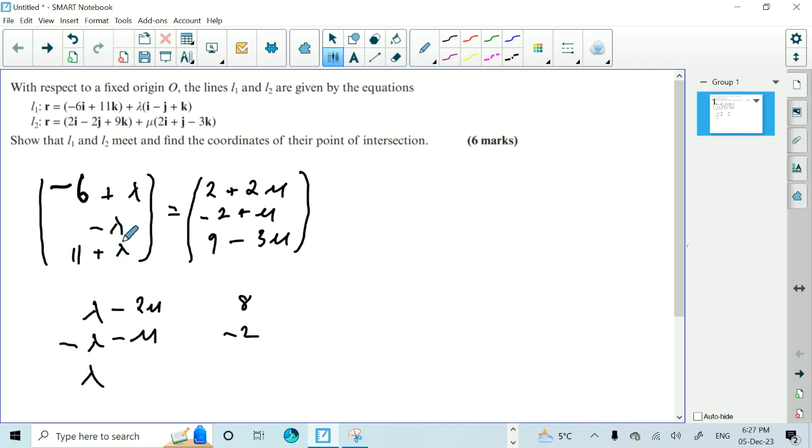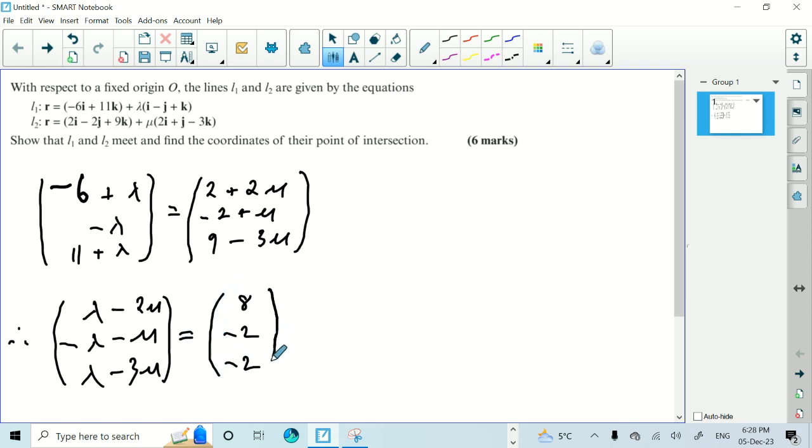And finally, I've got lambda plus 3 mu. So lambda plus lambda here, that plus sign is attached to that lambda. And minus 3 mu from right-hand side to left-hand side becomes minus 3 mu. And will be equal to 11 from left-hand side to right-hand side becomes minus 11. And 9 minus 11 is also minus 2. So I can write, therefore, this is my end result here. Is equal to, and here we go.